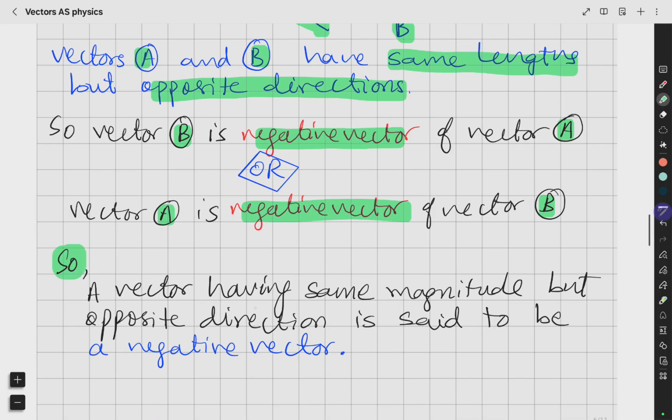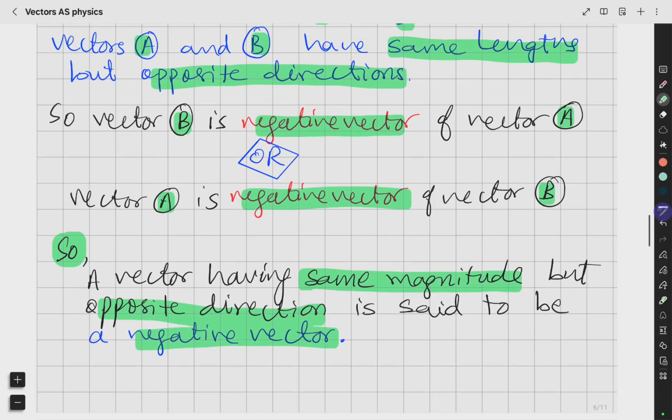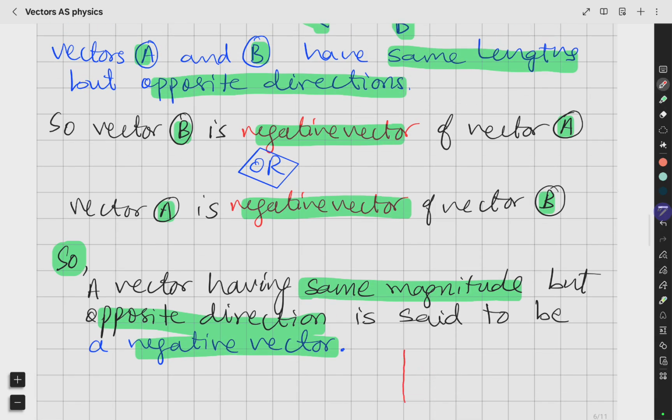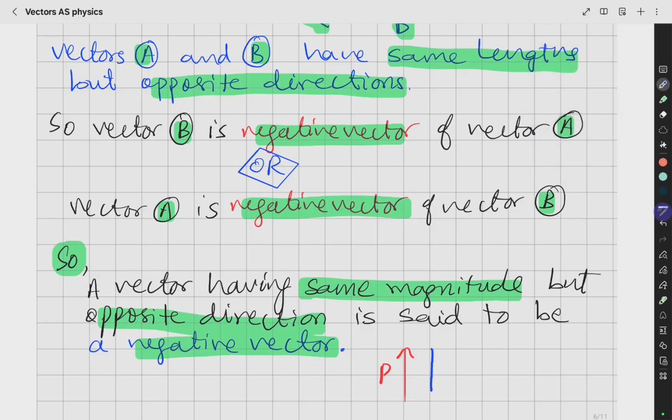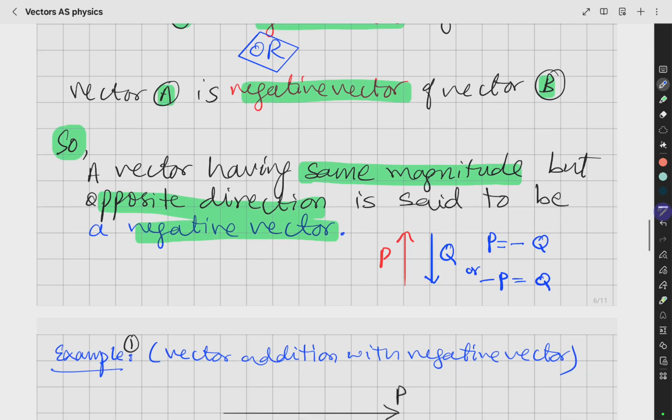So we can sum it up: a vector having the same magnitude but opposite direction is said to be a negative vector. Every vector has a negative vector. That's quite simple. If I draw two units of vector P and ask you, come on guys, draw a negative vector of this, what you do is draw a parallel vector to it of the same length but opposite direction. So you will say, sir, here you go, this is the negative vector. We will say P is equal to negative Q, or we can write negative P is equal to Q, because both are in opposite directions, so we have to assign a negative sign to one of them.